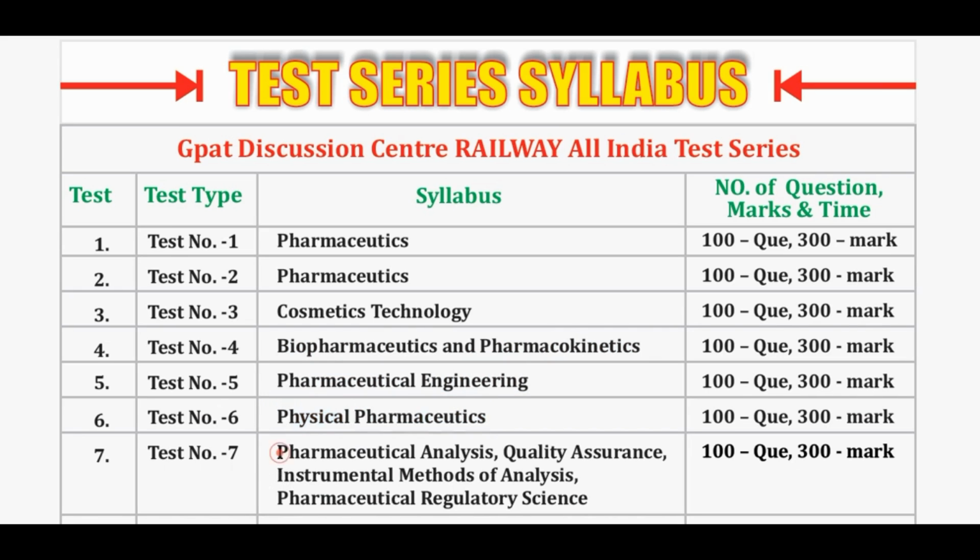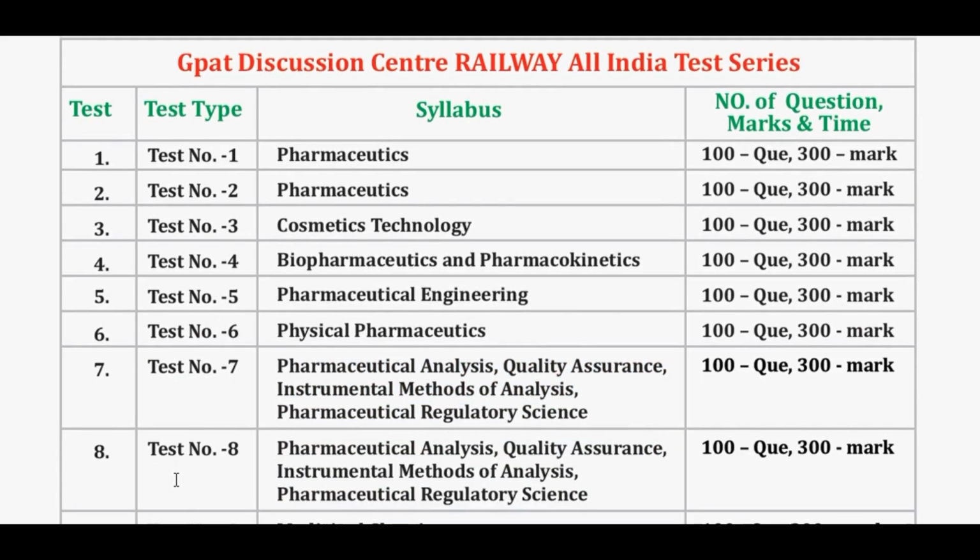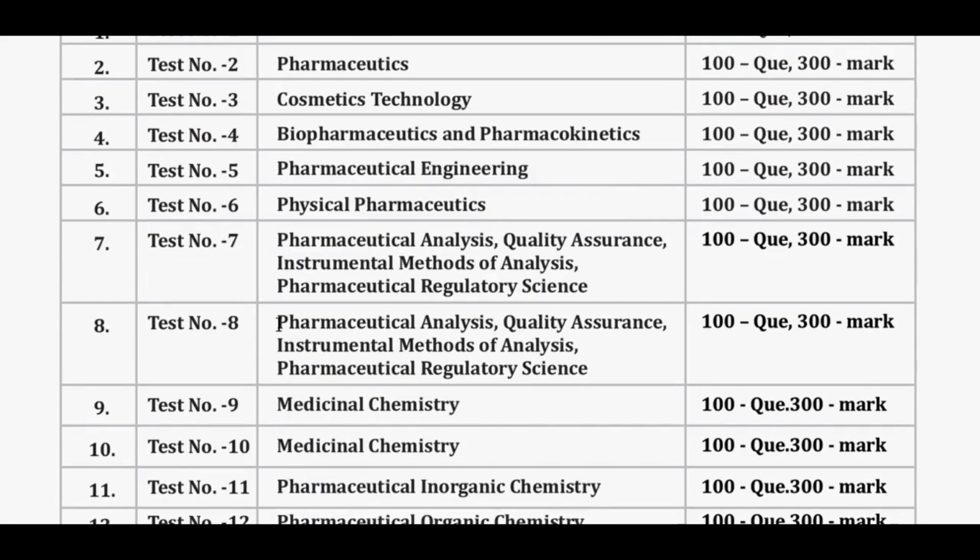Test number 7 pharmaceutical analysis, quality assurance, instrumental method of analysis, and pharmaceutical regulatory science. Test number 8 will also be for pharmaceutical analysis, quality assurance, instrumental method of analysis, and pharmaceutical regulatory science. 7 and 8 will have the same topics but different questions. Test number 9 medicinal chemistry, and test 10 will also be medicinal chemistry.